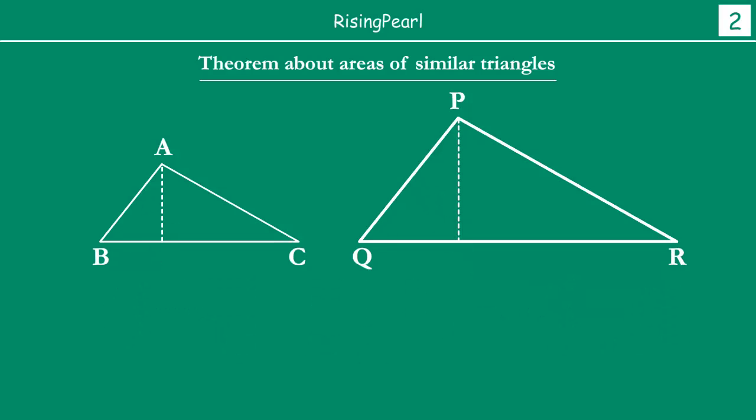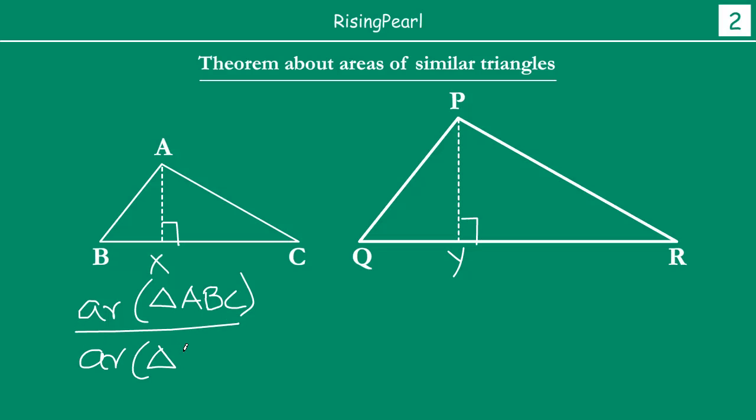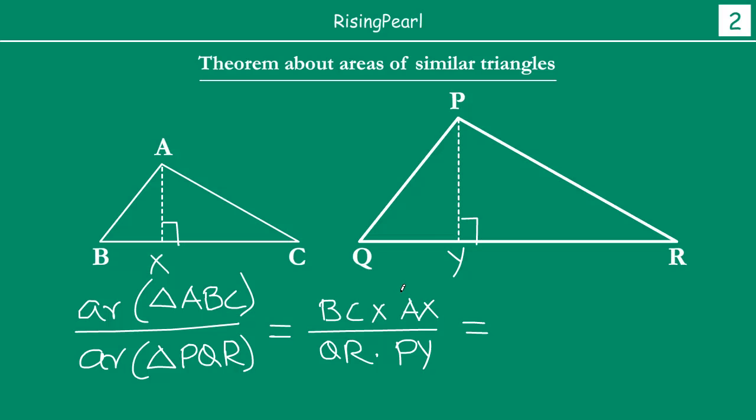Now friends, earlier we have seen that the ratio of the areas, area of triangle ABC divided by area of triangle PQR, we saw this ratio to be equal to BC times AX divided by QR times PY. But we just now saw that this ratio AX by PY, we can express that as BC by QR. We just saw that, right?